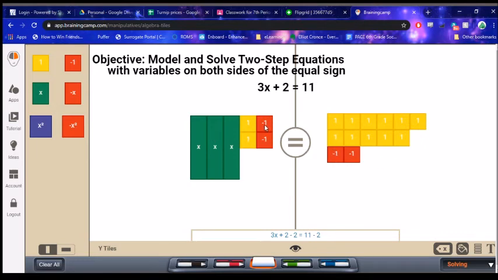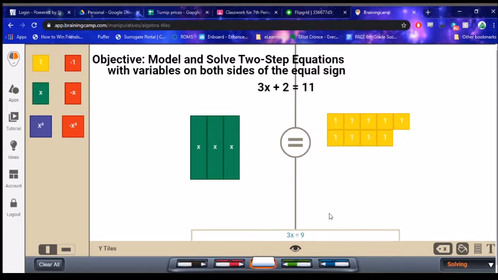Each one of these red squares cancels out a yellow square. So you can see here on the left we have plus 2 minus 2. That's called a zero sum. So I'm going to cancel out the plus 1 and minus 1. That leaves us with 3x equals 11 minus 2. We can't have red and yellow on the same side, so that cancels out, and now we have 3x is equal to 9.